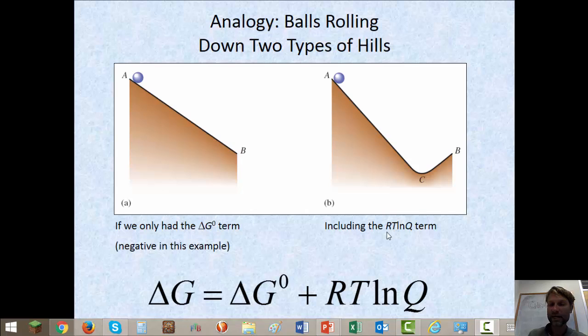However, if we include the correction factor of RT ln Q, we see a shape of a curve that looks something like this, where all the reactants A going to products B is still spontaneous, negative delta G. However, equilibrium lies at an even lower free energy position, C, where there is some B present because of the increased entropy due to a mixture.